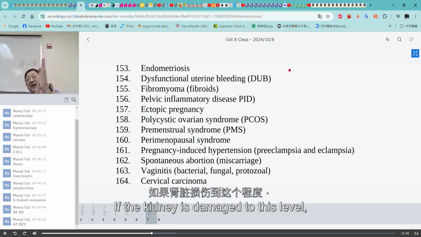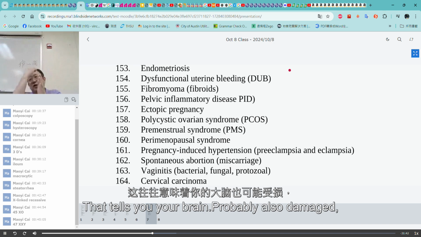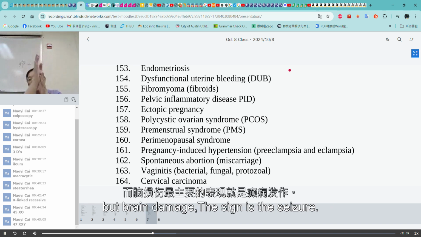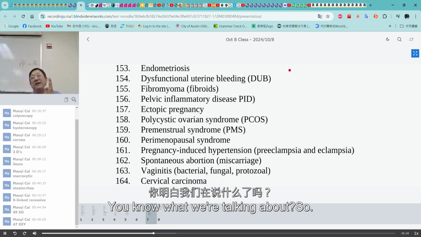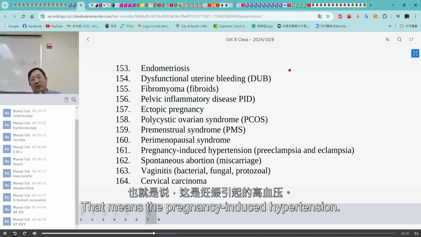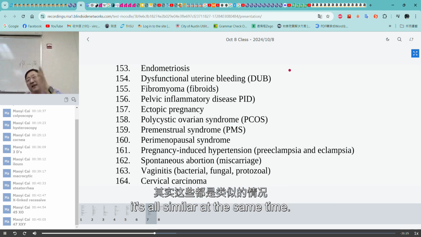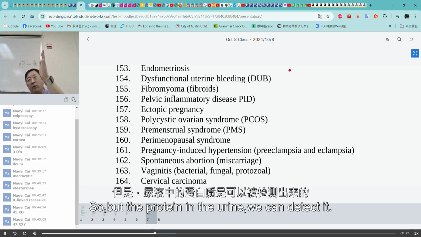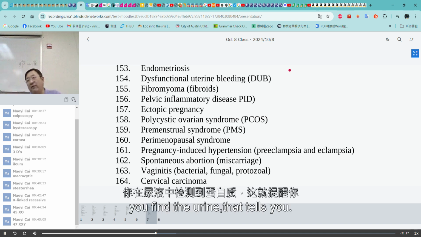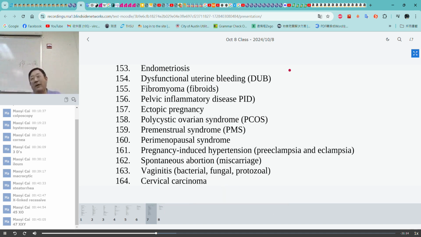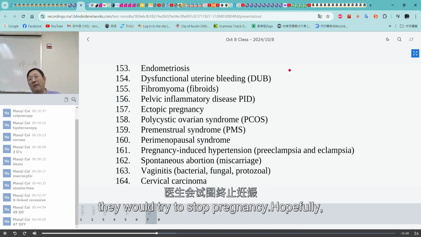Corresponding. If the kidney is damaged to this level, where you have proteins in the urine, that tells you your brain is probably also damaged. But brain damage, the sign is what? The seizure. So you know what I'm talking about? That means if the pregnancy-induced hypertension causes complications, neural, nephro, kidney, it's all similar at the same time. But the protein in the urine, we can detect it. The brain, we cannot even detect it. But if you find protein in the urine, that tells you you're probably going to have a seizure very soon. That's why usually at this stage, they would try to stop pregnancy.